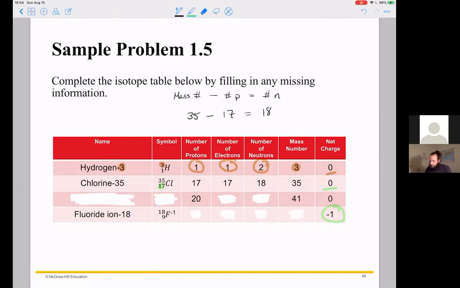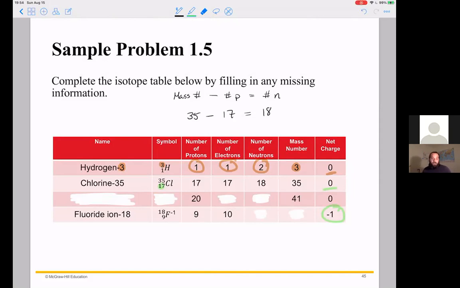So in this case, first let's figure out how many protons it has. Well, it's fluorine, right? And so fluorine always has the same number of protons or else it wouldn't be fluorine. In this case, again, it's given as that subscript, so it's 9. Now I can figure out how many electrons this ion should have. So if it has a net charge of -1, then I should have more electrons than protons, and I should have 10 electrons, exactly 1 more.